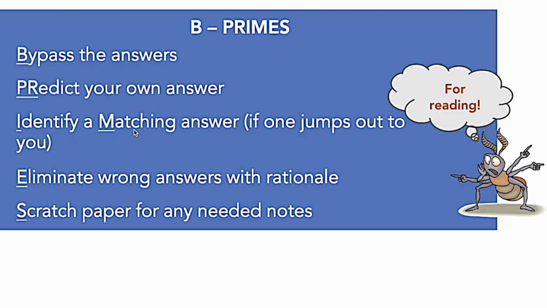Identify a matching answer if one jumps out to you. If one does not jump out to you, eliminate wrong answers with rationale. And lastly, use your scratch paper for any needed notes. Now, the Blue Book software also gives you the chance to annotate, typing your notes on the questions, but I recommend using your scratch paper so you don't have to go back and forth.